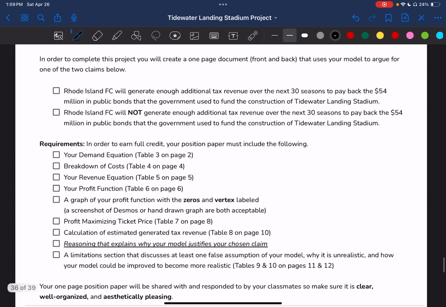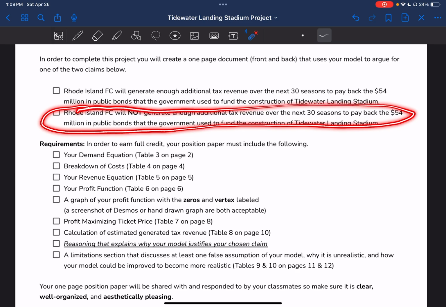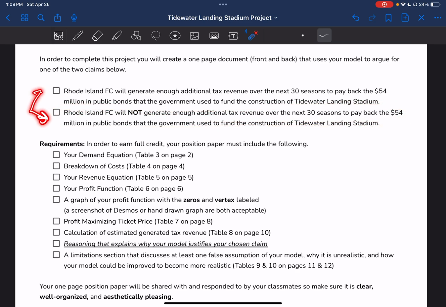So, in terms of the requirements for this assignment, they are listed on page 13 of your packet here. The most important thing is that for your position paper, you need to clearly choose a side of the issue. We're talking about Rhode Island FC borrowing money through bonds to pay for the construction of the stadium, and we're trying to figure out if they will generate enough tax revenue to be able to pay back those bonds. So in your position paper, it should be very clear whether you think they will raise enough money to pay back the bonds or they will not. It's really important that you clearly choose one side or the other.